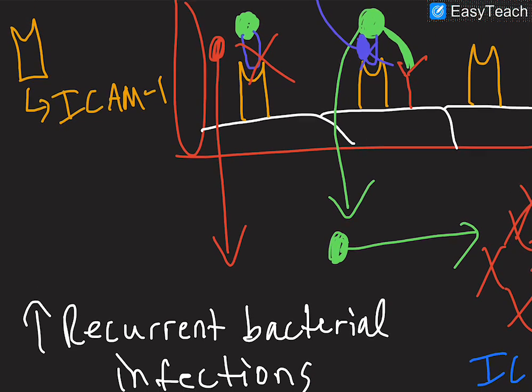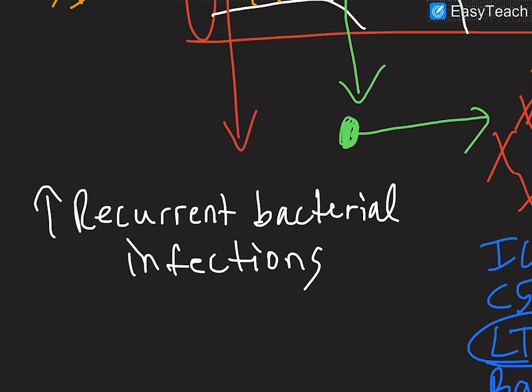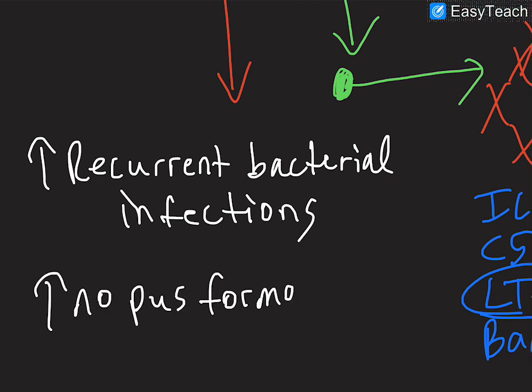Now remember, what makes up pus? Neutrophils. Well, if neutrophils can't exit your bloodstream and go to the site of infection, will you have pus formation? No, right? So another thing you can see is no pus formation. Okay, sweet.